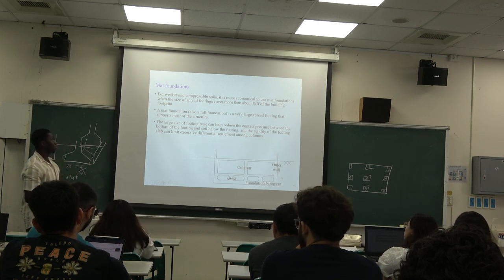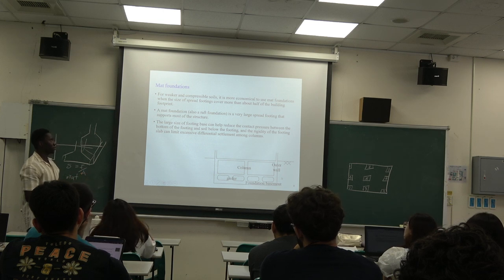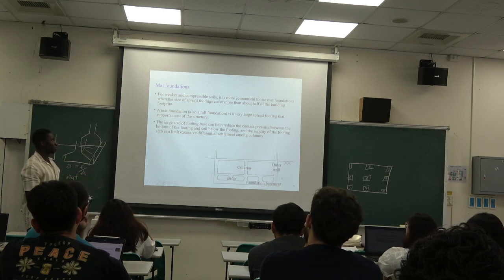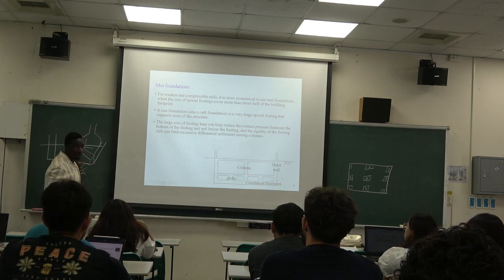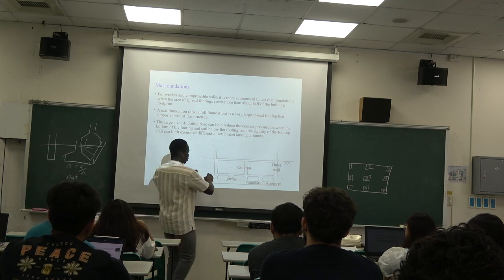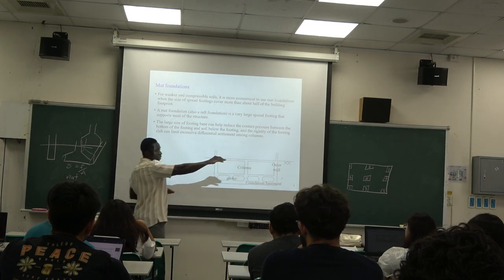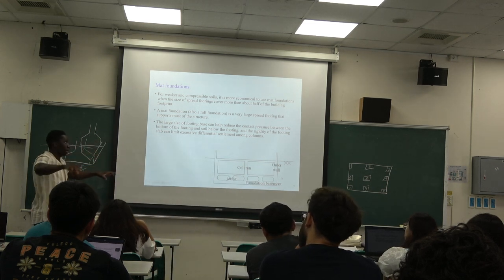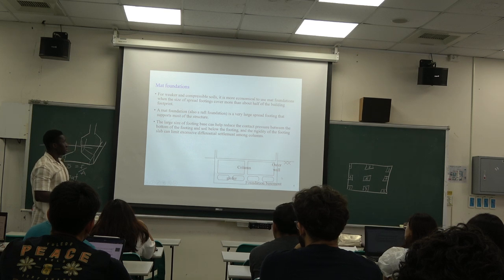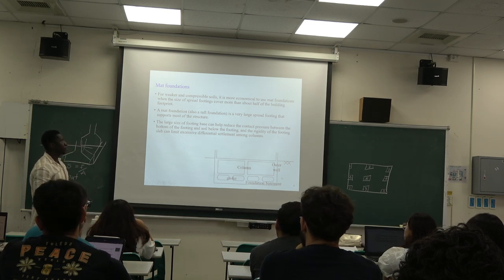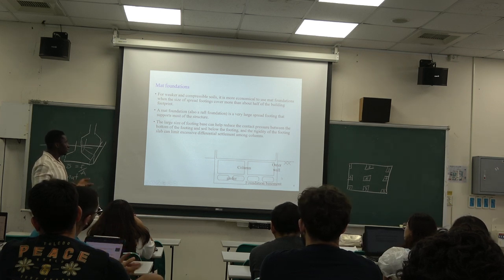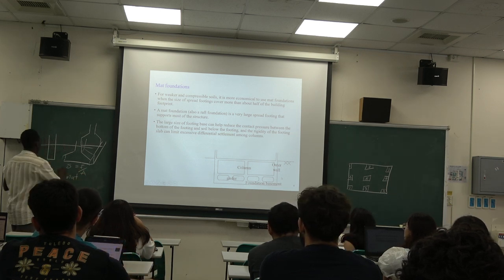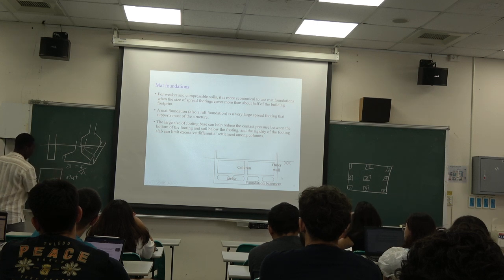Okay, so it says a mat foundation, also known as a raft foundation, is a very large spread footing that supports most of the structure. So it's just like a spread footing, but in this case, it is flat all over the whole building area, just spread like a mat. It says the large size of the footing base can help reduce the contact pressure between the bottom of the footing and the soil. So, exactly, because we have here, this is our area, right?